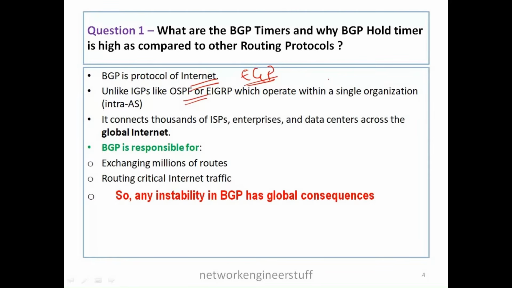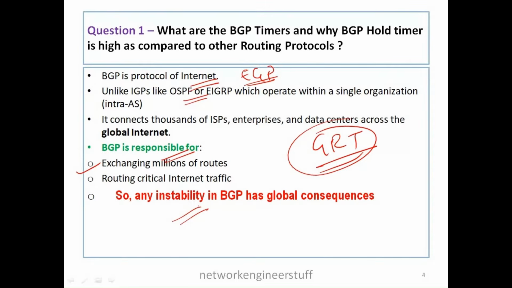So BGP is designed basically to handle millions of routes. I've mentioned here that BGP is responsible for exchanging millions of routes. It is responsible for routing critical internet traffic. So imagine if BGP was a quick or fast routing protocol, anything changed would impact the global routing table, which is the GRT, the routing table of the internet. So it will impact that. It has been designed to be a slow routing protocol, because instability in BGP cannot be afforded.